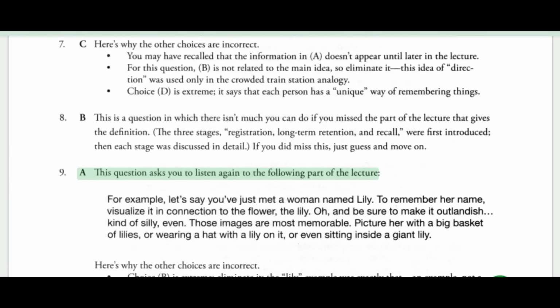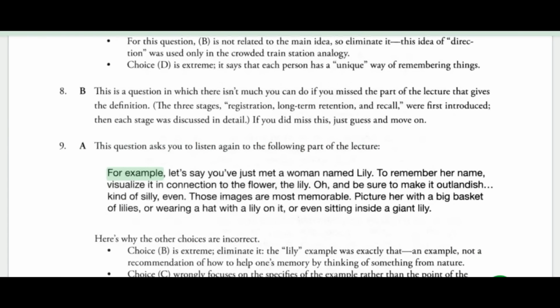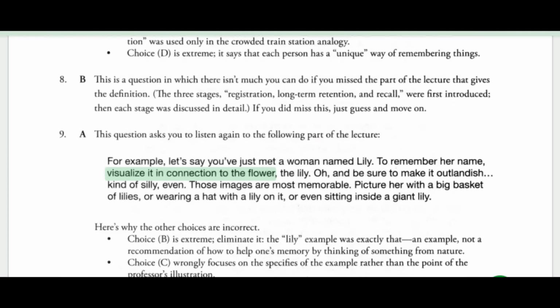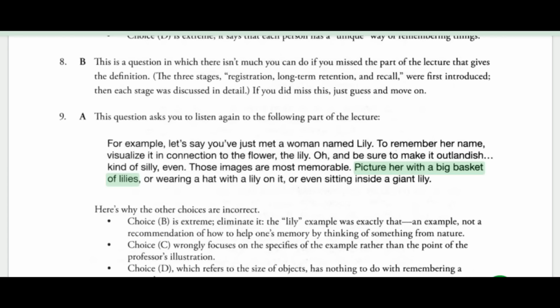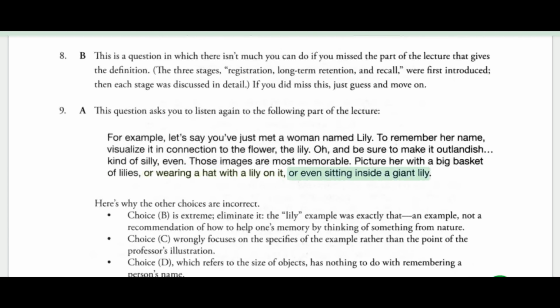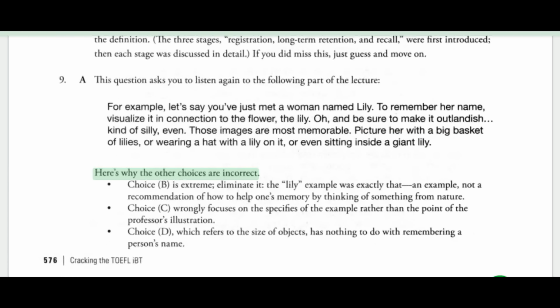9. This question asks you to listen again to the following part of the lecture. For example, let's say you've just met a woman named Lily. To remember her name, visualize it in connection to the flower, the lily. Oh, and be sure to make it outlandish. Kind of silly, even. Those images are most memorable. Picture her with a big basket of lilies, or wearing a hat with a lily on it, or even sitting inside a giant lily.